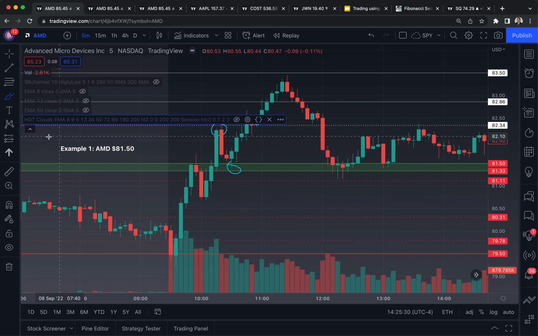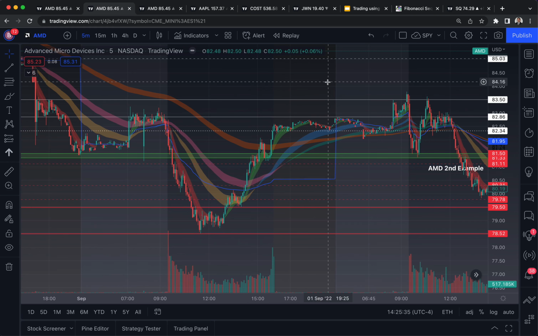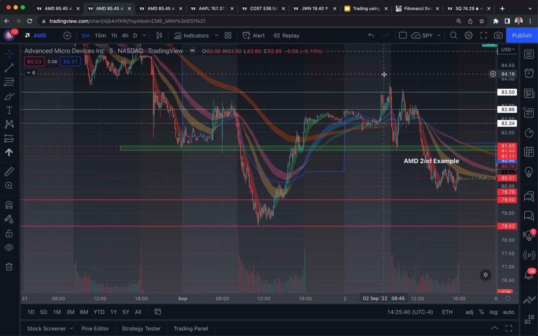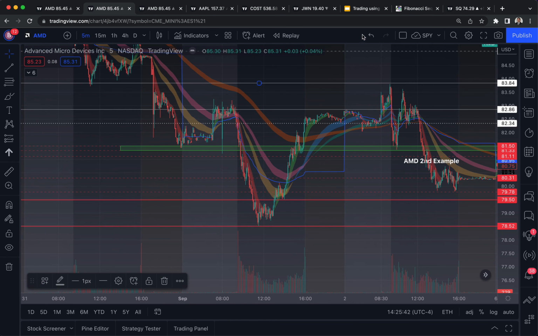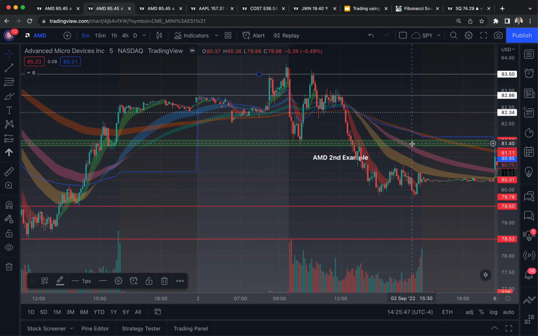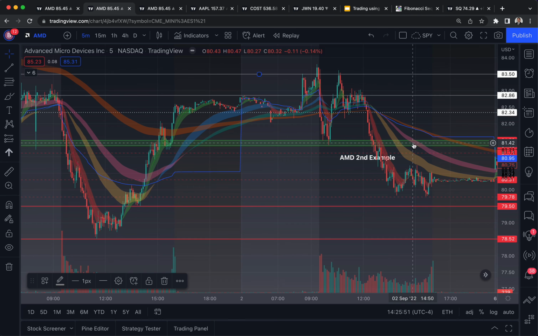We're gonna hide this now and jump over to the next chart. This is the second example, also using AMD. And as you can see here, this rejection point was pretty nice, right? This 81.5 level again turned out to be another sort of rejection zone on AMD.